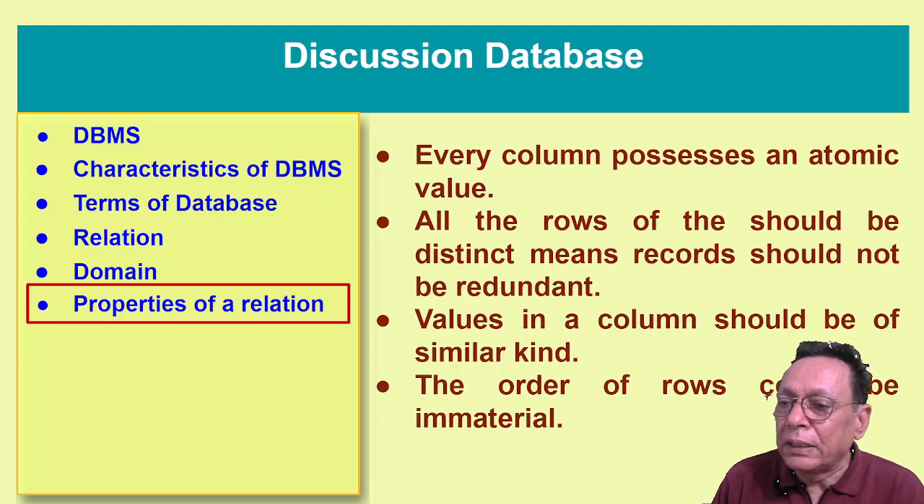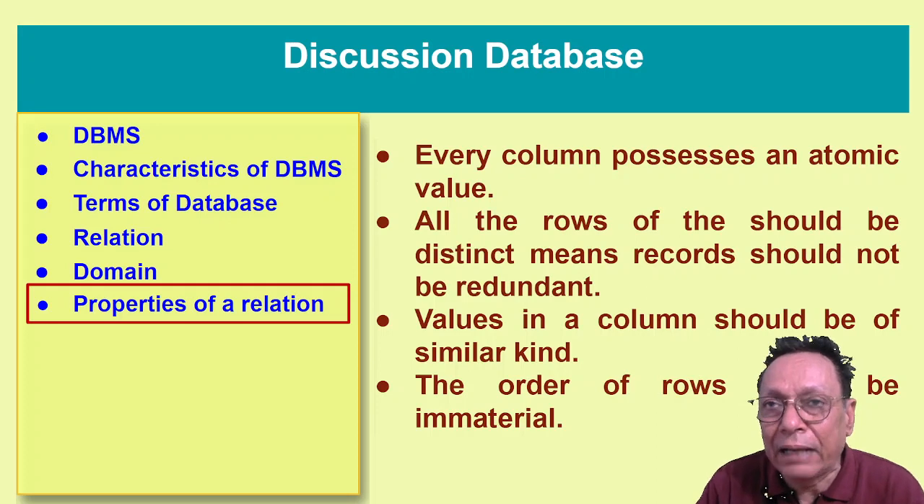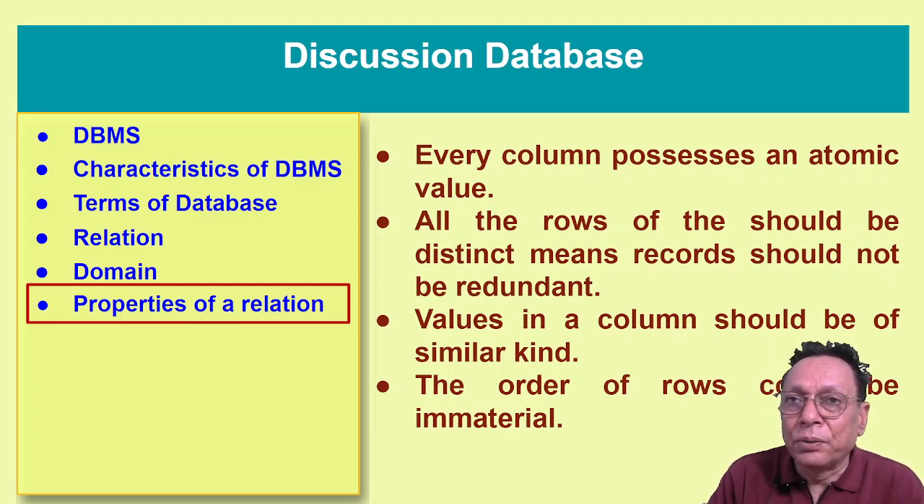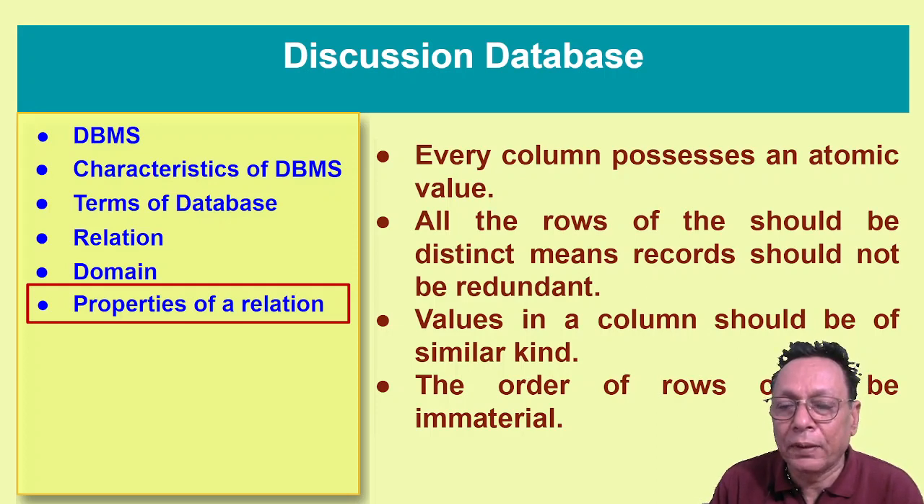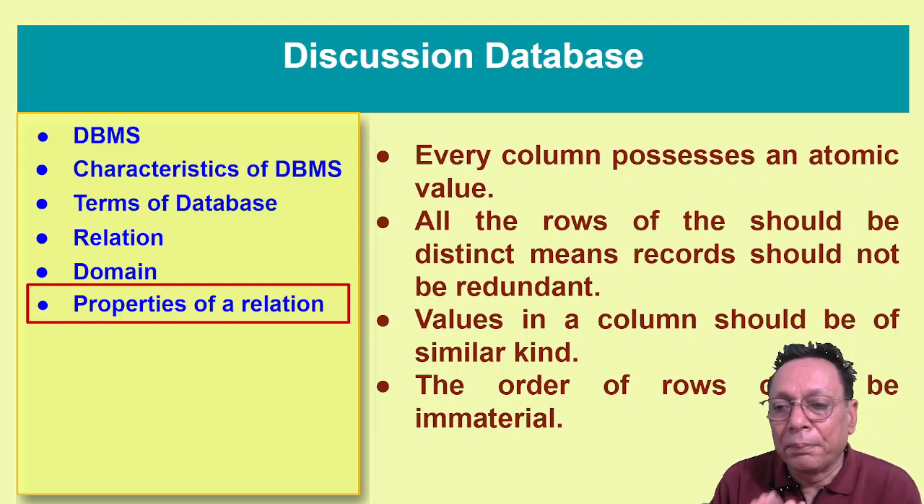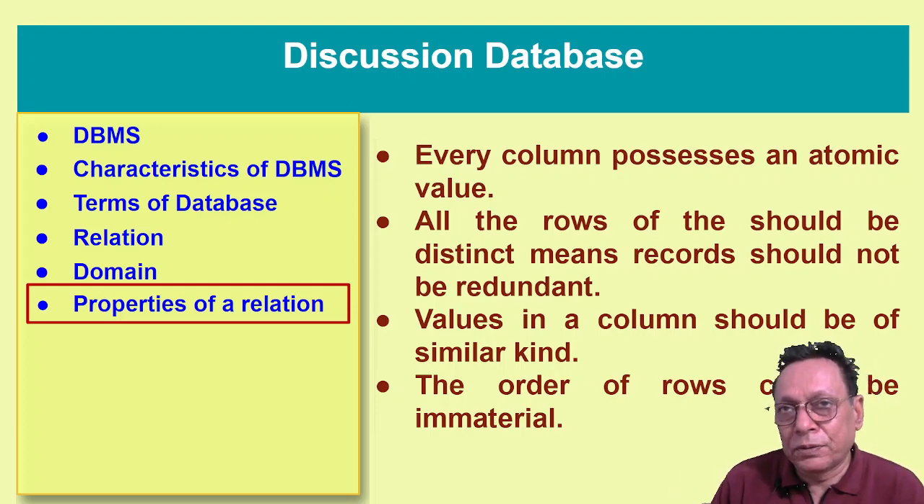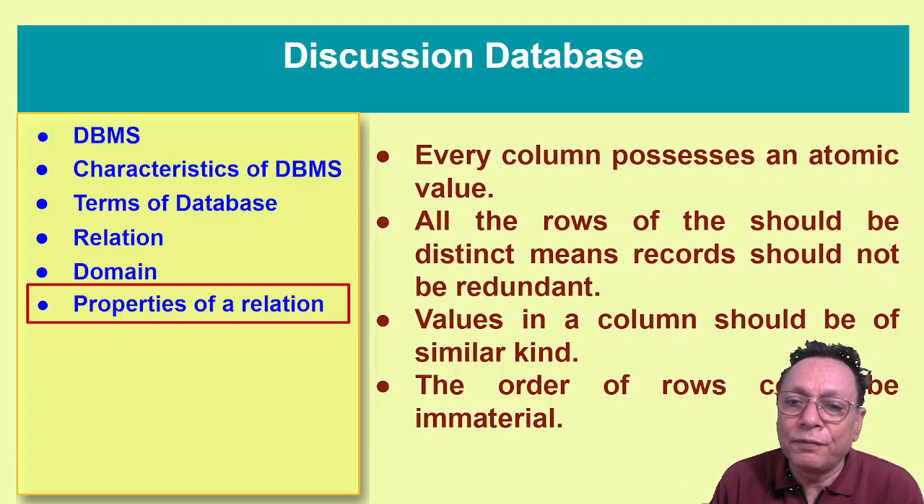Values in a column should be of a similar kind. If the attribute name is name, all the values in the rows of that particular column should be the names of these students, or maybe names of anything. Likewise, if the table has a column age, all the rows must possess the age of the students. The order of rows could be immaterial. It could be sorted or it could be unsorted. So these are the properties of a relation.